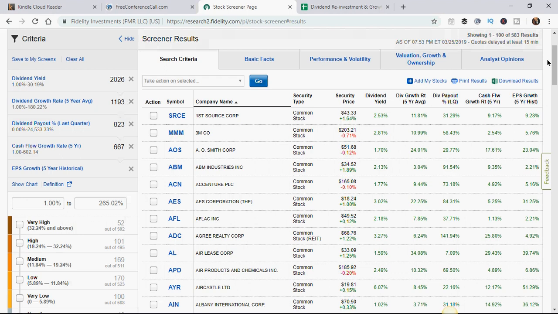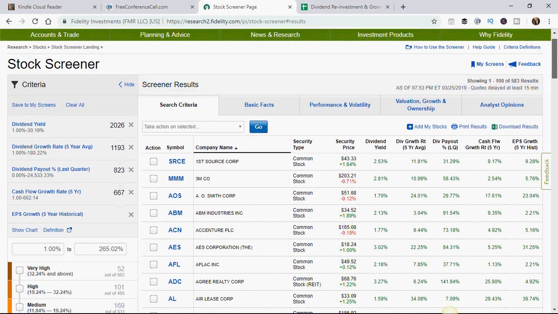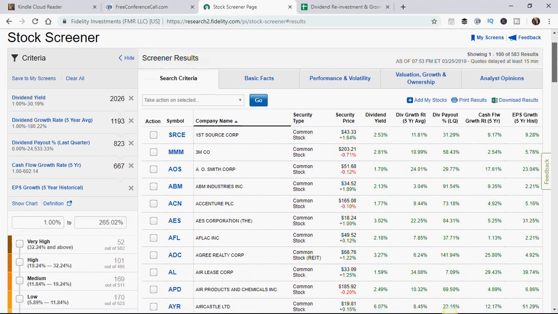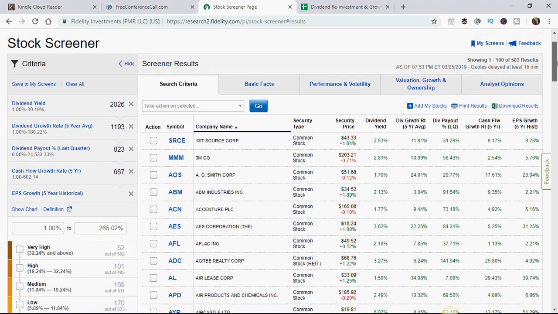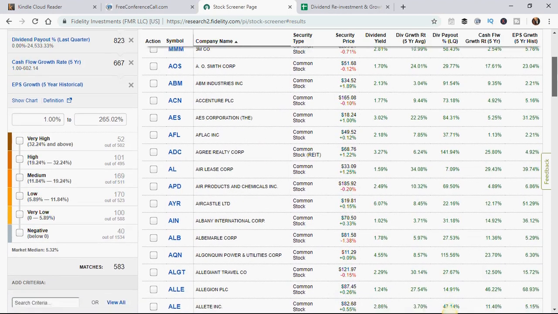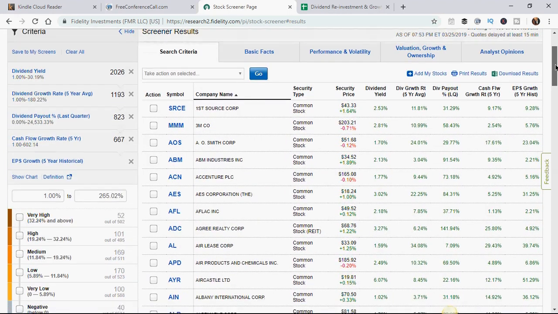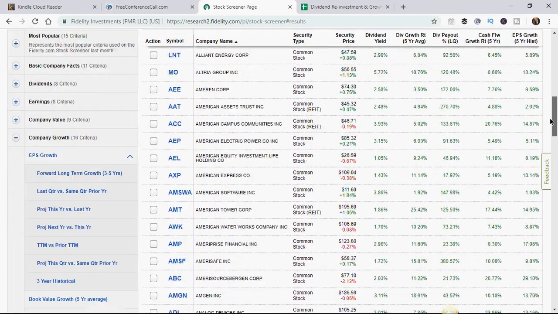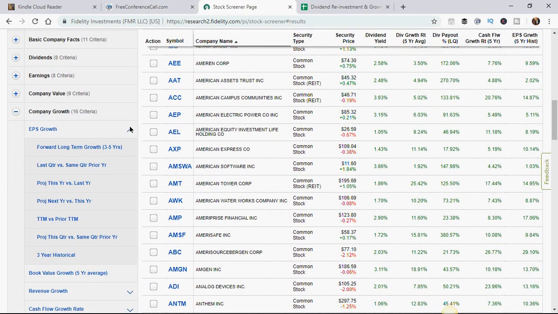Yes, sir. All right, so now we're down to 583 businesses. There's over 4,000 we started with. By popping out the dividends, we knocked it down to 2,000. By putting in cash flow and earnings per share growth, we knocked it down to 583. So we got a few more to add in there. What's next?